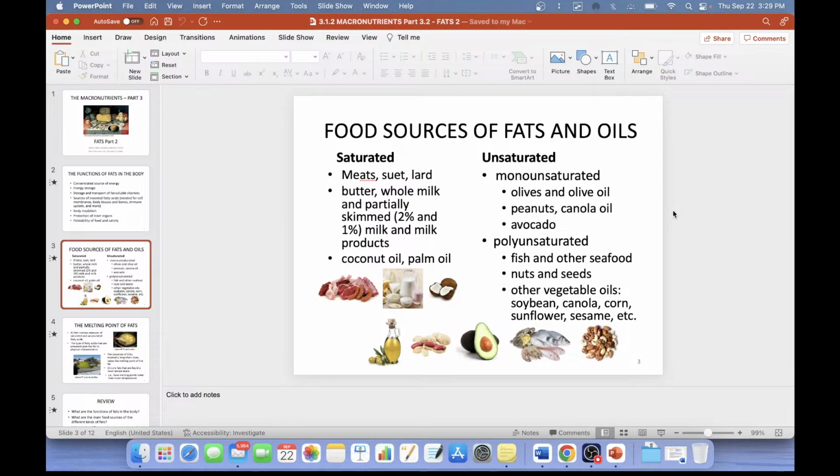And then there are the tropical oils. That is, the oils that are extracted from coconut and from palm fruit.